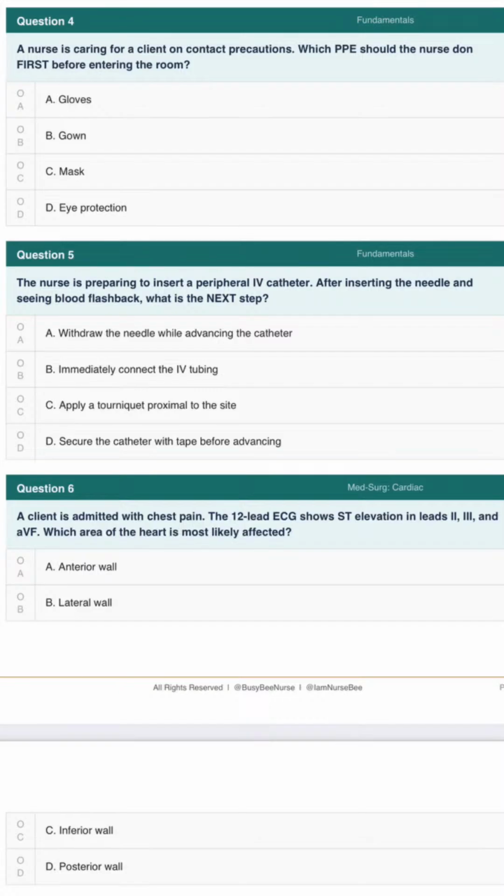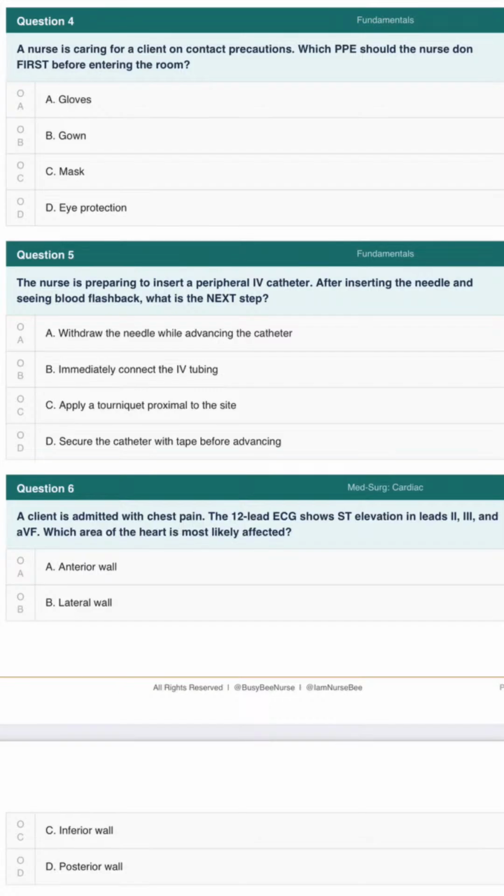All right. Leads 2, 3, and aVF are inferior leads, and they view the inferior wall of the left ventricle. So this answer is going to be C, the inferior wall. That is where we're going to see the ST elevation in those leads. So ST elevation in these leads indicates an inferior STEMI. Okay, so that's that position.